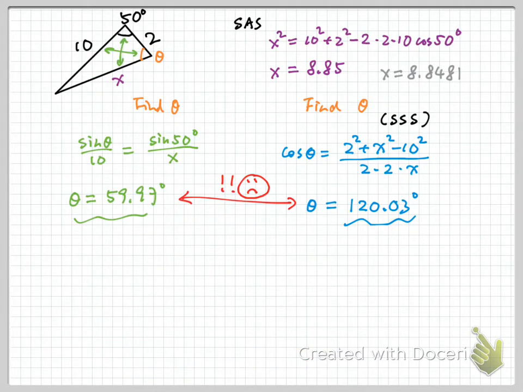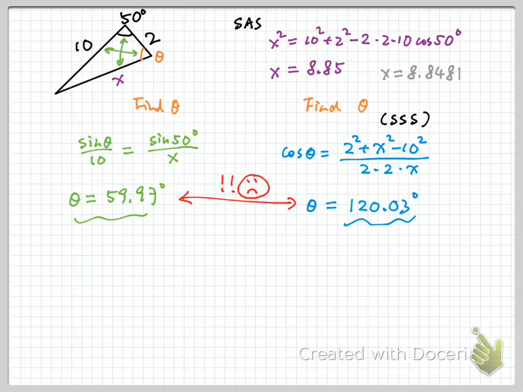But now the difference, I don't think you can explain with accuracy. The other is 59.97, and this is 120. So how could you explain the difference between using the sine formula and the cosine formula? Alright? So which is correct? Is it 59.97 or is it 120.03 degrees for the orange angle, alright?